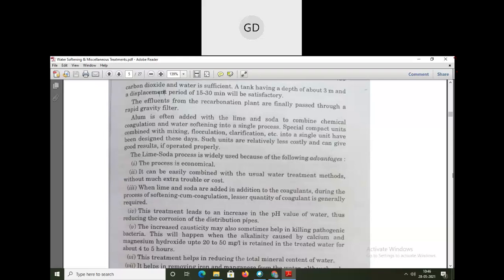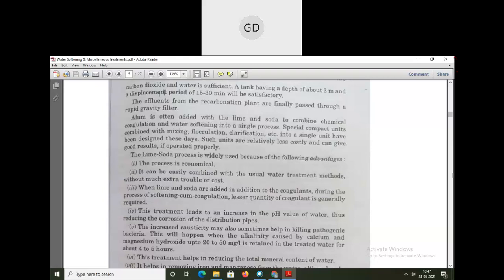Since the pH is increased in this process, it might also help in killing the bacteria present in the water. This will happen when the alkalinity caused by calcium and magnesium hydroxide, up to 20 to 50 milligram per liter, is retained in the treated water for about 4 to 5 hours. Then you can say that it helps in killing the pathogenic bacteria in the water.